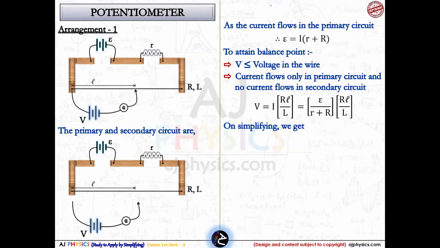Secondly, when we are discussing TPD, the basic definition suggests that there should be a current between two terminals of the circuit. So that can make the difference. But here it will not make any difference because we are just trying to balance the cell, this external cell, with the voltage across the portion of the wire.